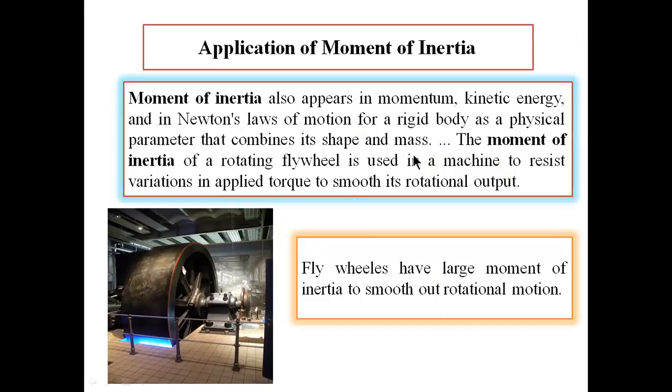Now the application of moment of inertia. Moment of inertia also appears in momentum, kinetic energy, and in Newton's laws of motion for a rigid body as a physical parameter that combines its shape and mass. The moment of inertia of a rotating flywheel is used in a machine to resist variations in applied torque to smooth its rotational output. This is the figure of a flywheel. Flywheels have a large moment of inertia to smooth out rotational motion.